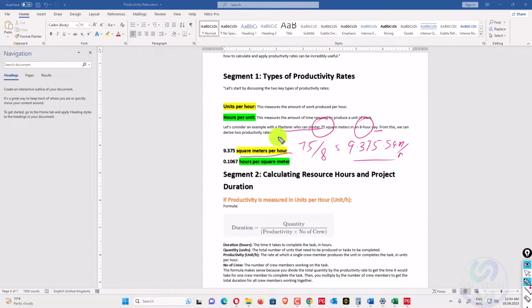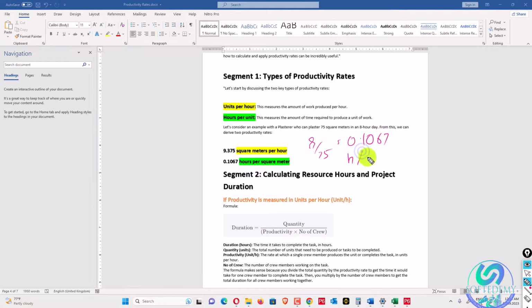If we consider it in reverse, as hour per square meter, we say 8 divided by 75, so we get 0.1067 hour per square meter. So these are the two types of productivity. When you are calculating from your productivity rates, maybe you multiply wrong or maybe you divide wrong. So you should consider the two types of productivity rates which I have explained here, and these are the basics while you are considering any project.